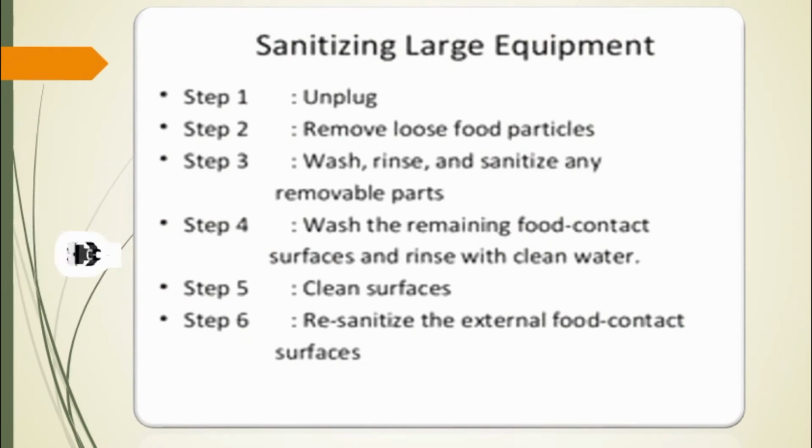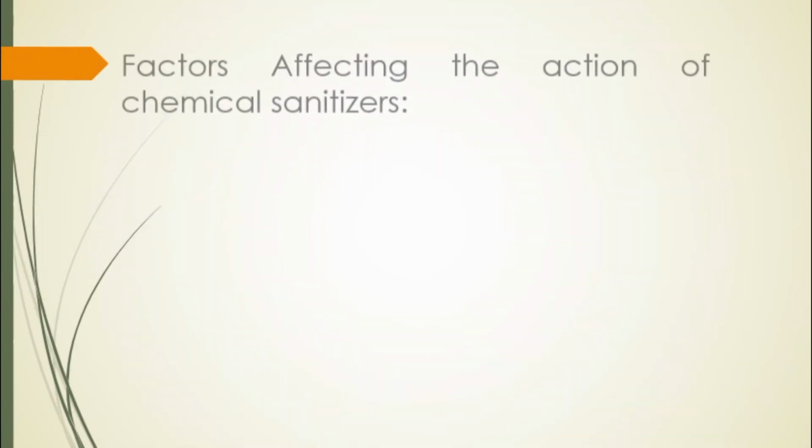Sanitizing large equipment. Step 1: Unplug. Step 2: Remove loose food particles. Step 3: Wash, rinse, and sanitize any removable parts. Step 4: Wash the remaining food contact surfaces and rinse with clean water. Step 5: Clean surfaces. Lastly, Step 6: Re-sanitize the external food contact surfaces.